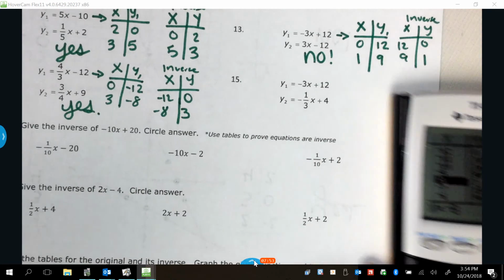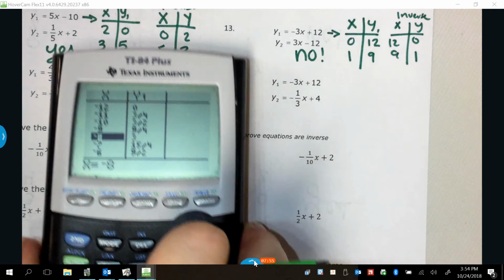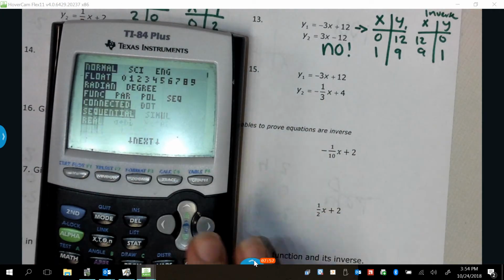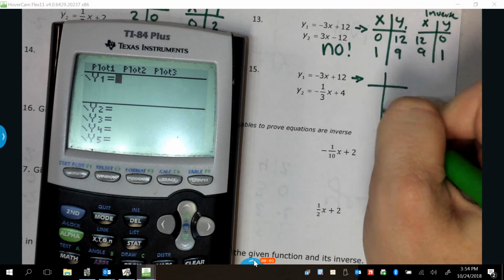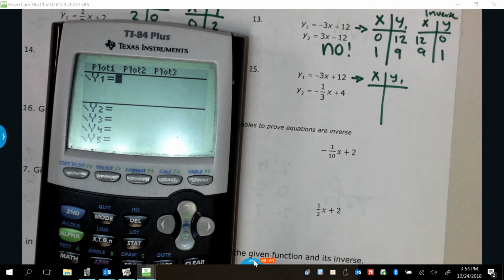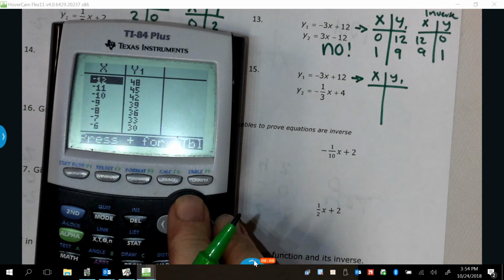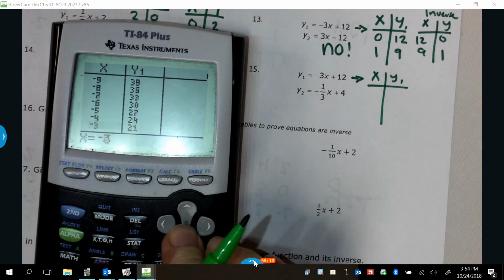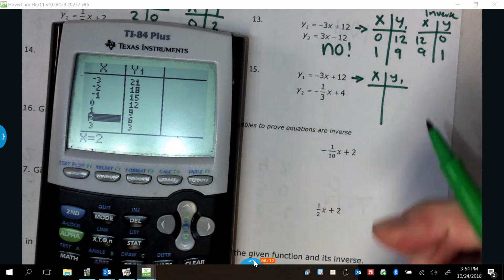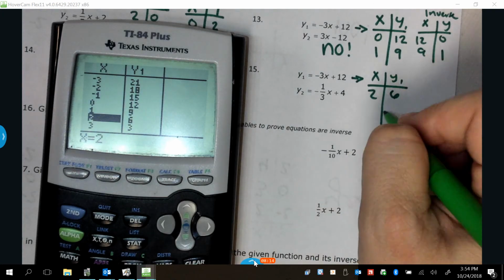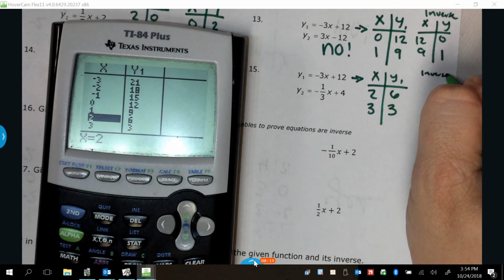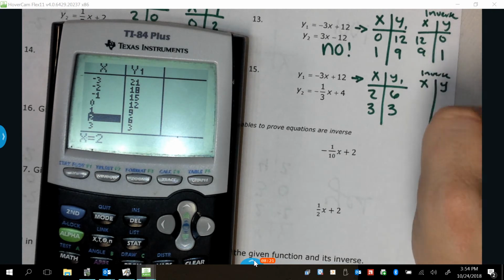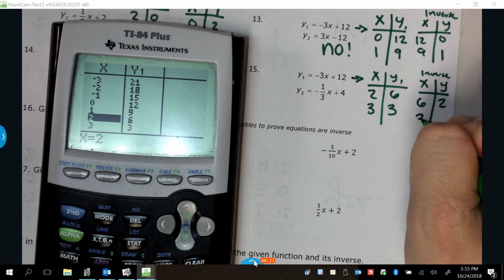Okay. So let's look at 15. Ooh, sorry. So let's build a table of the original, negative 3x plus 12, second graph. So we have (2, 6) and we have (3, 3). So the inverse should have (6, 2) and (3, 3).